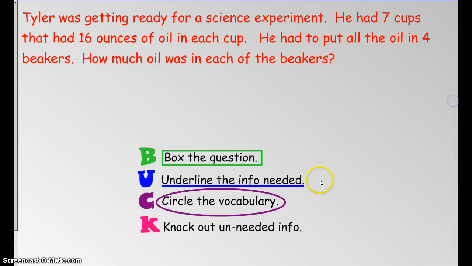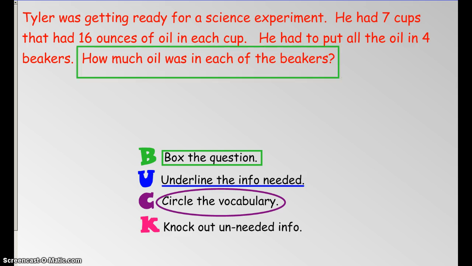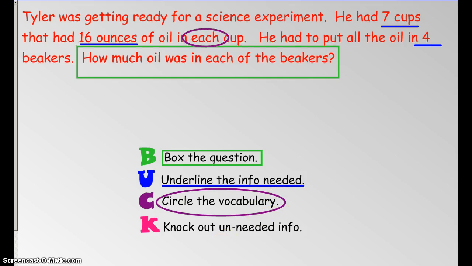So after I read my problem, my first step is to box the question. How much oil was in each of the beakers? Then let's underline our information needed. 7 cups, 16 ounces of oil was in each cup, and he had to put the oil in 4 beakers. So I'm going to circle my important information. There were 16 ounces in each cup.